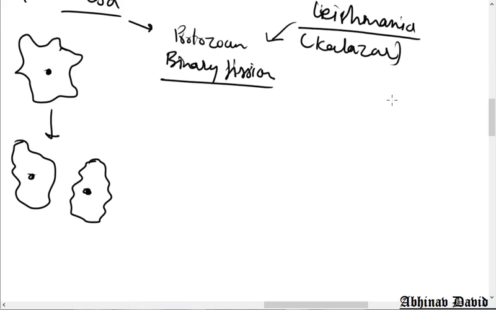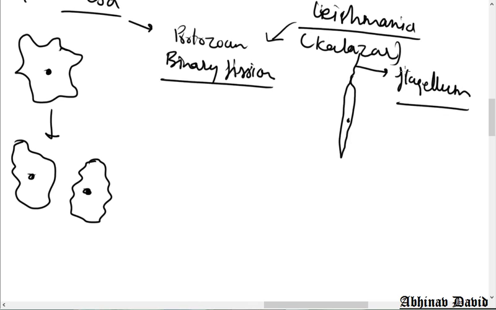But leishmania has a fixed shape. Leishmania has a fixed shape and it has a whip-like structure, or a hunter-like structure. This is called a flagellum. Singular is flagellum, and if more are there, then we call them flagella. Flagella is plural.